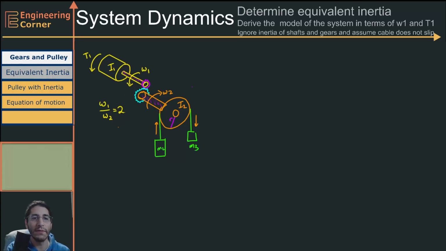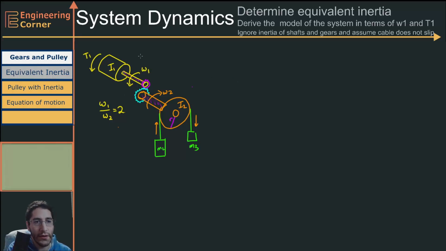Now there's a few assumptions that we're going to make. We're going to ignore the inertias of the shafts and the gears, so anything right here we're going to ignore when we're looking at our equivalent inertia. And we are also told that the gear ratio is 2. That means that we are slowing down how fast our output gear is spinning, and we're increasing the torque on the output.